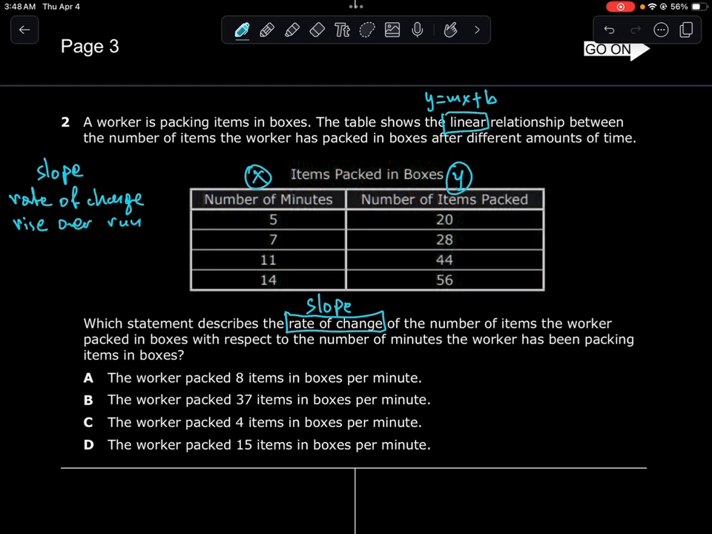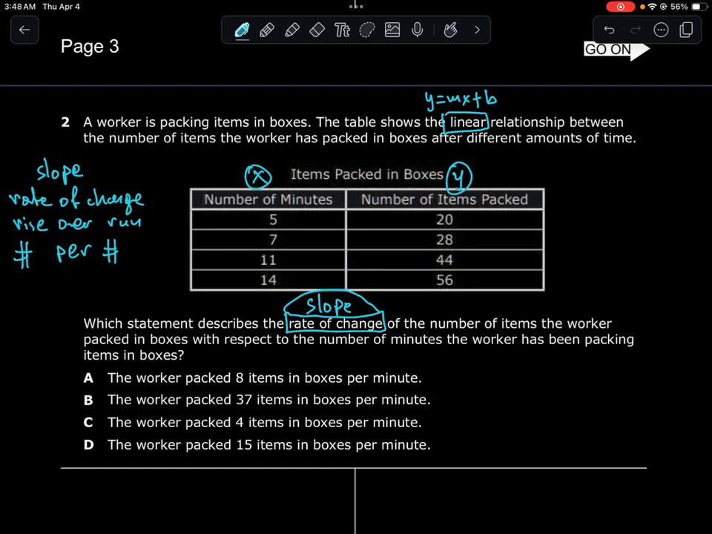And another way to see it is a number of something per a number of something, like miles per hour. That's a rate of change. That's a slope as well. Okay, so now we know what we need to find. We need to find the slope of the number of items the worker packed in boxes with respect to the number of minutes the worker has been packing items in boxes. So that means the slope of Y versus X.